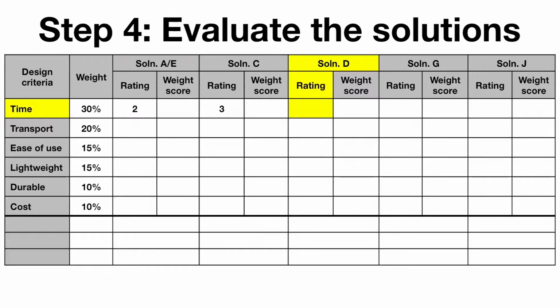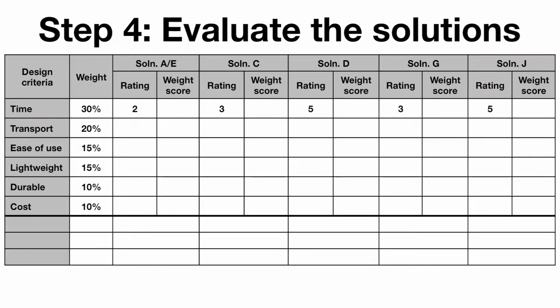Solution B appears to offer a very quick way to eat because one movement can be used to scoop the food and then pulling out transfers the food to the mouth. As a result, this receives a 5 on the rating scale. Continuing with solution G, we score it with a rating of 3, and for solution J, a rating of 5.